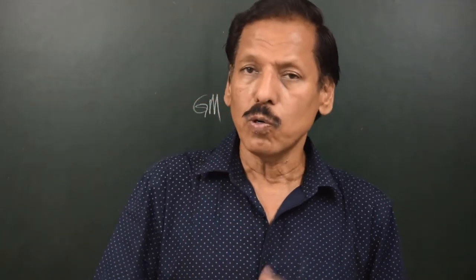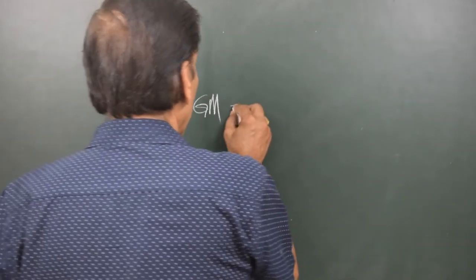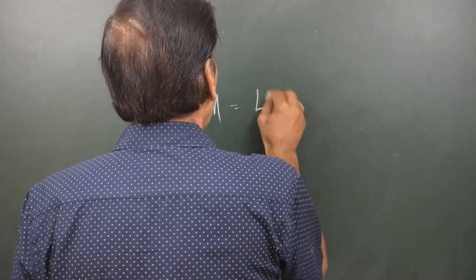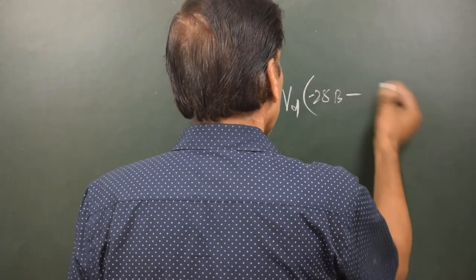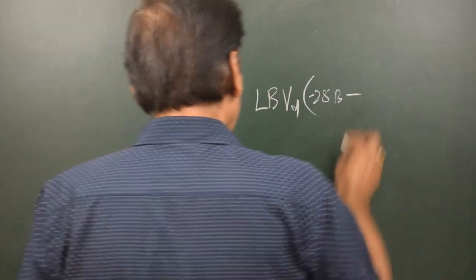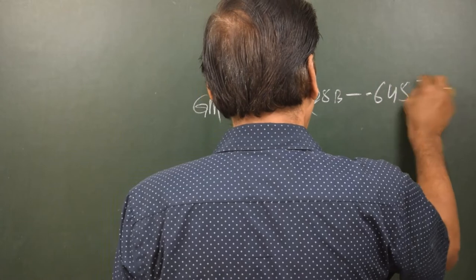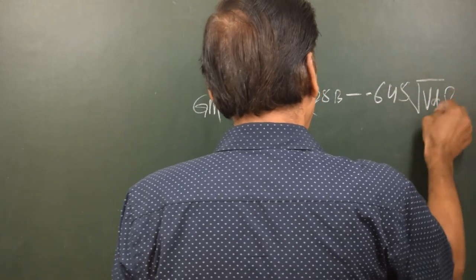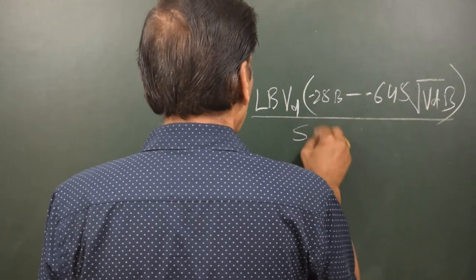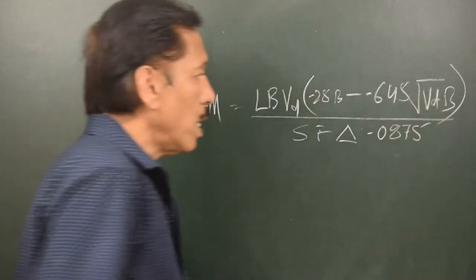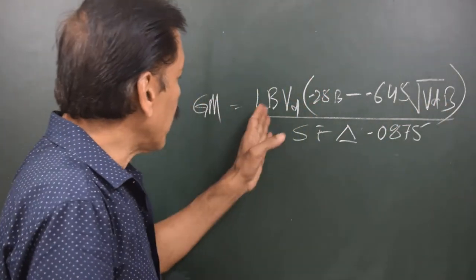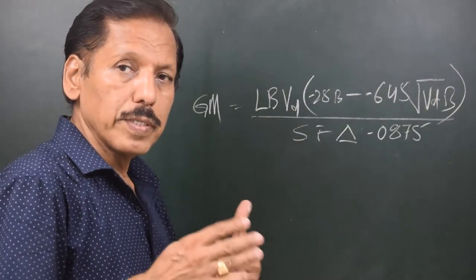And the last criterion is that throughout the voyage, the GM of the vessel after correction for free surface should be 0.30 meter or LBVD in the bracket 0.25B minus 0.645 under root VD by B bracket close, divided by stowage factor into displacement into 0.0875, whichever is more.